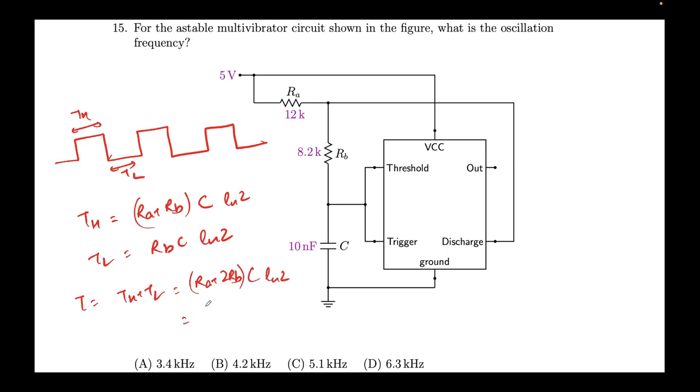Let's just put in the values and calculate the answer. That's (12 plus 8.2 plus 8.2) times 10 nanofarad times ln2, which comes out to be 196.85, with units of kilo times nano, that is microseconds. So frequency is nothing but 1 over T. This turns out to be 10 to the power 6 over 196.85, which comes out to be 5.080 kilohertz. To one decimal place, that's 5.1 kilohertz, which is option A over here.